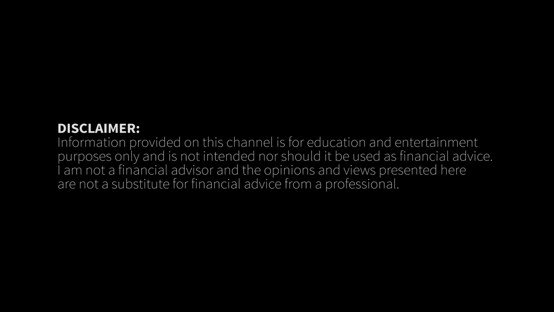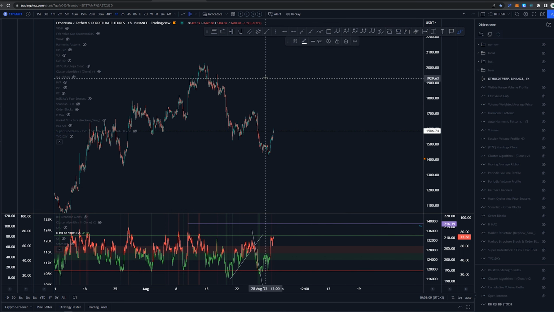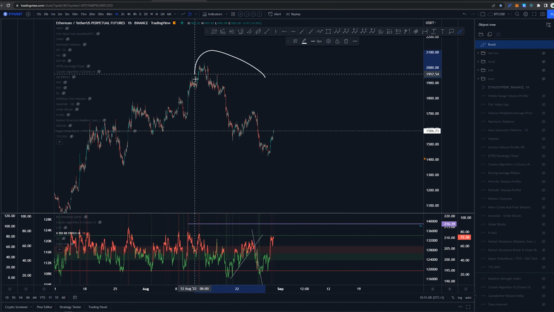I'll cover wave analysis with Elliott to Ethereum and provide multiple scenarios your price may take and explain why I prefer one count over another. Let's take a look at the different possibilities. Starting here on a more local time frame again and looking at this structure overall.